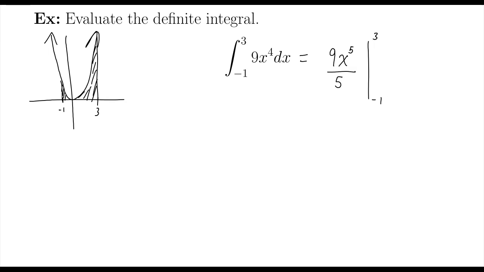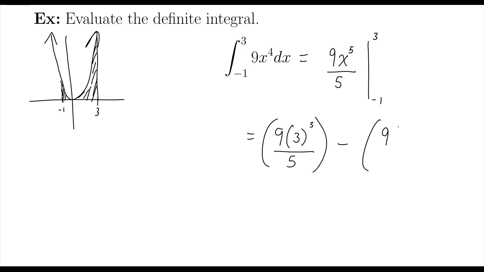That means 9 times 3 to the fifth over 5. That's me plugging in 3. Minus, same thing, except this time plug in the negative 1. 9 times negative 1 to the fifth over 5. That's what we mean by capital F of B minus capital F of A.